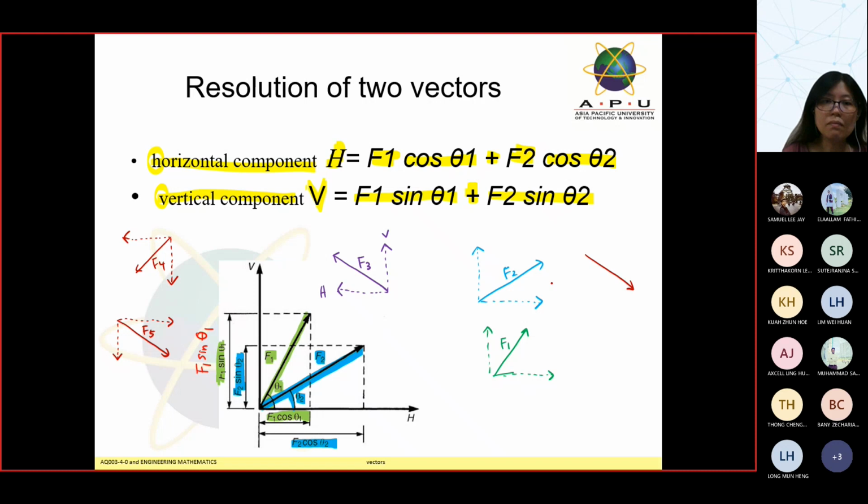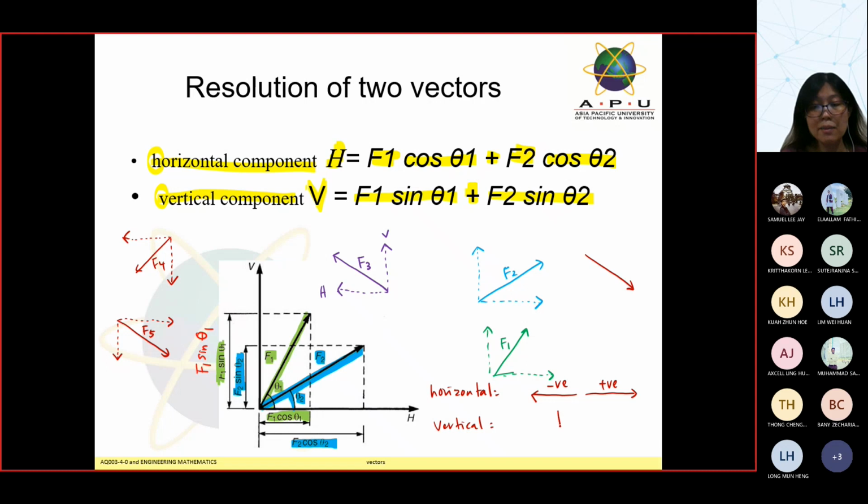For your information, if we refer to the horizontal component, it can be going to the right or going to the left. The one pointing to the right we always refer to as the positive direction. The one pointing to the left, being the opposite direction, is indicated with a negative sign.